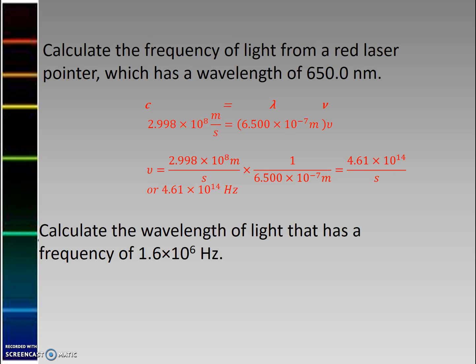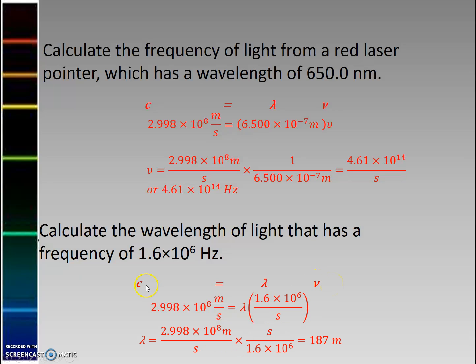Let's try another one. Here's a known frequency, 1.6 times 10 to the positive 6 hertz. By the way, given metric conversions, we could call that 1.6 gigahertz, 1.6 GHz, if we wanted to. But now, I know my speed of light still. I don't know my wavelength, but I know my frequency. And so I can solve for the missing wavelength and find that it's 187 meters, so fairly long.